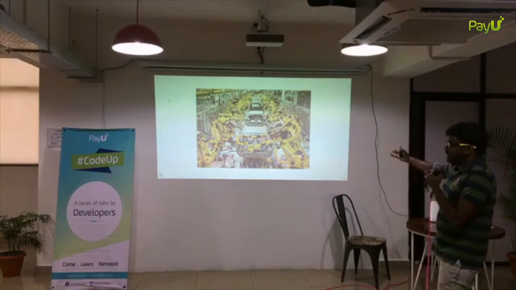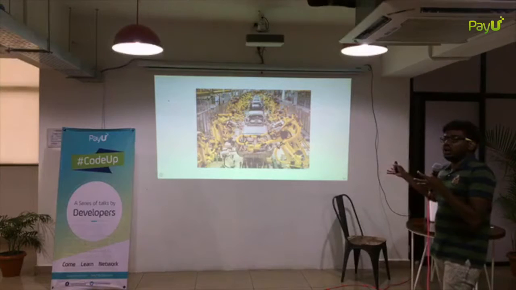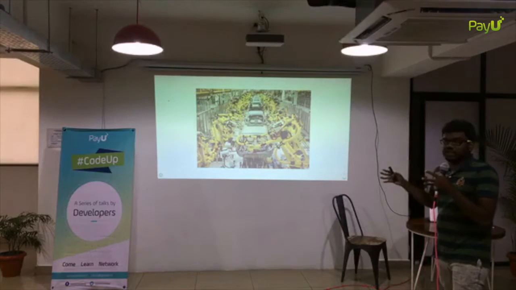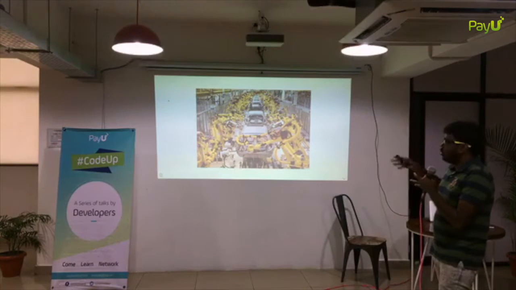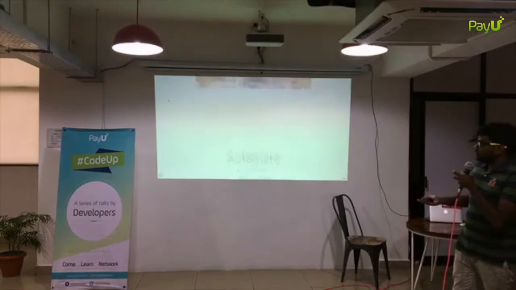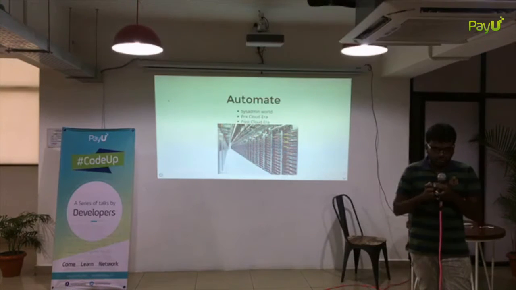This image is obviously stolen from Google Image. It shows how automation is happening in production. All the production assembly lines are going through so much automation. There are robots which are fitting parts and stuff. So infrastructure deployment also has gone through a lot of automation.